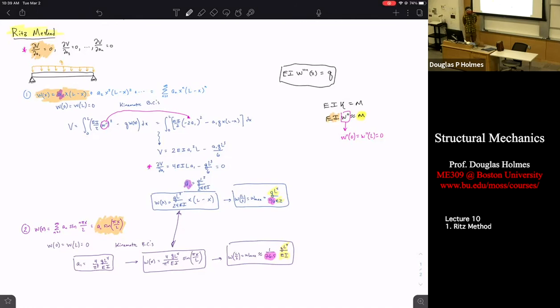Now check the bottom one. Bottom one is sine of x over L. First derivative of sine is cosine. Second derivative of sine goes back to sine. Sine at 0 and sine at L is exactly equal to 0. The second one matches both the kinematic boundary conditions and the natural boundary conditions. The natural ones have to do with derivatives of our displacement. They match the ones that have to do with curvature.